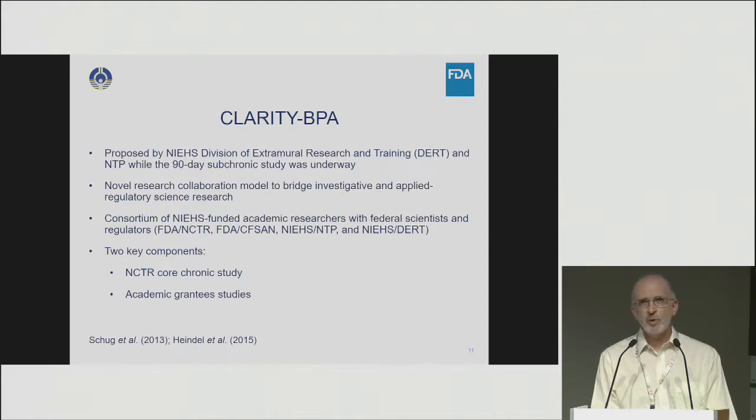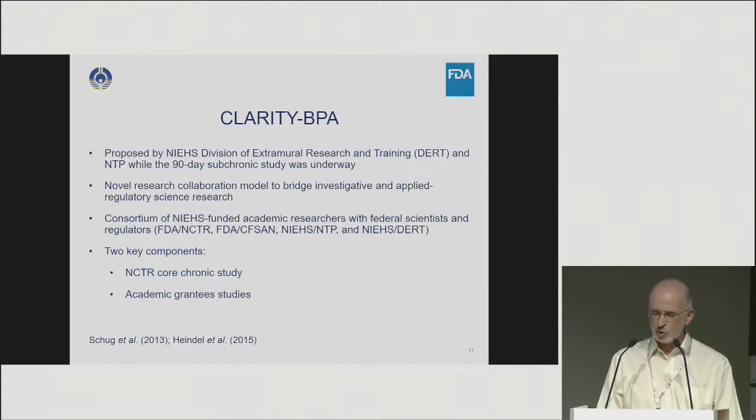Okay. So during the time that we were conducting this study, actually it was NIEHS, the Division of Extramural Research and Training, and specifically Jerry Heindel, who came to the NTP and the FDA and suggested that we establish a collaboration with academic laboratories to bridge investigative and applied regulatory research. And this was proposed to be a consortium of NIH-funded investigators, along with federal scientists and regulators, people from NCTR, the regulatory scientists from the Center for Food Safety and Applied Nutrition, as well as the NTP and NIEHS.